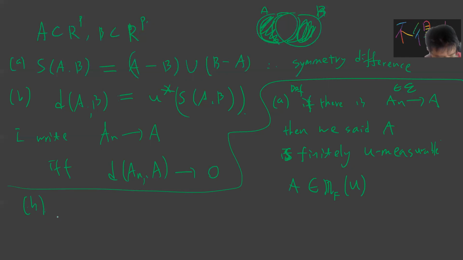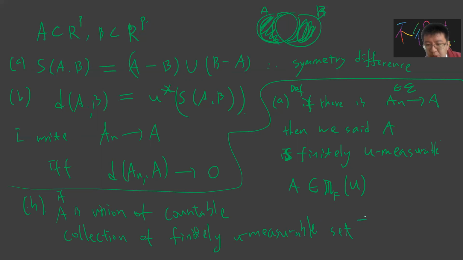And then you can define: if A is a union of a countable collection of finitely mu measurable sets, we call A mu measurable. So A is mu measurable means that A is a countable union of finitely mu measurable sets. Now I write this in terms of mu, M(mu). Okay, this is the definition.